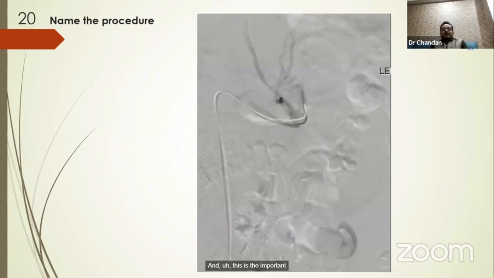And this is the important intervention radiology. So I'm asking one question from the intervention, and these are the important features for the adrenal. Name the procedure. This is the catheter placed in the IVC. This is the tip of the catheter going into the renal vein. This is the course of the IVC, and this is the course of the renal vein.